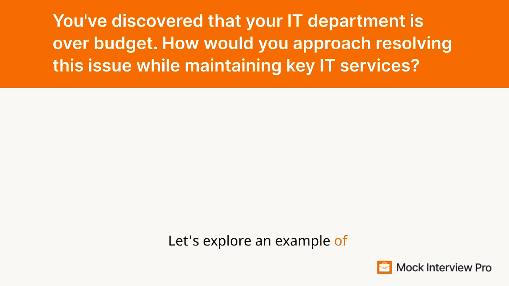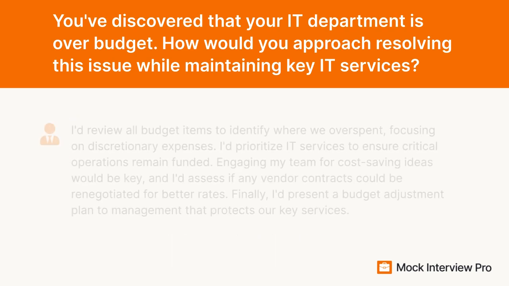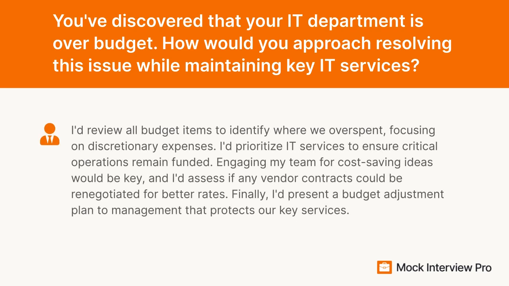Let's explore an example of how to tackle this question. I'd review all budget items to identify where we overspent, focusing on discretionary expenses. I'd prioritize IT services to ensure critical operations remain funded. Engaging my team for cost saving ideas would be key, and I'd assess if any vendor contracts could be renegotiated for better rates. Finally, I'd present a budget adjustment plan to management that protects our key services.